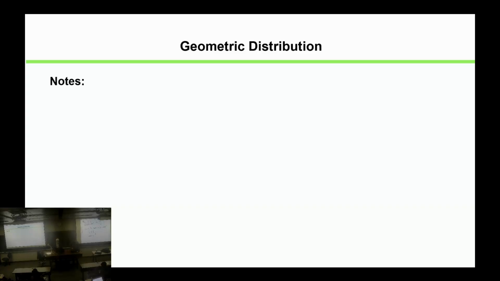Did it pop up? Okay, very nice. There it is, we're ready to roll. Geometric. Card back. Oh yes, we can't forget Eevee. Geometric distribution notes.